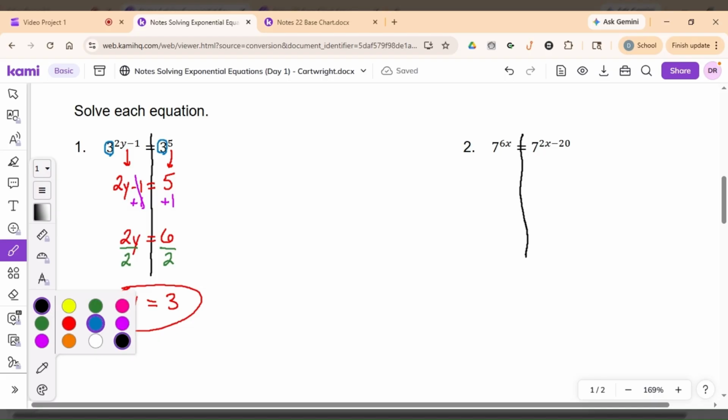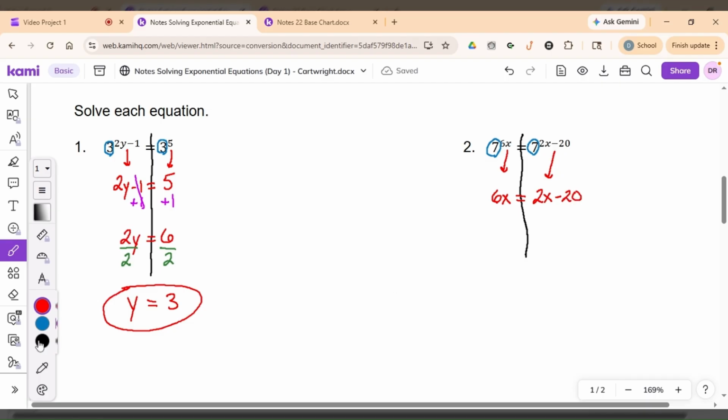So when you look at number 2, you will recognize that the left side has a base of 7 and the right side also has a base of 7. So I'm circling those to draw my attention to that. Both sides of this equation have the same number at the bottom, okay? The same base. And as soon as you see that, what you're allowed to do to solve this equation is set these exponents equal to each other. So the exponent here says 6x, the exponent here says 2x minus 20.